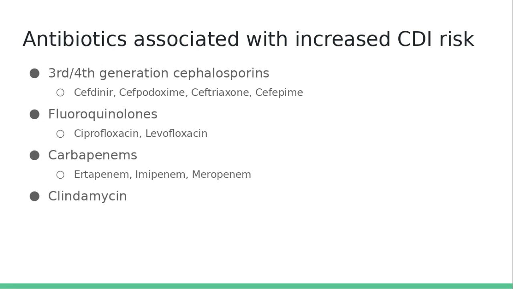So some of the most common antibiotics associated with C. diff infections are your third and fourth generation cephalosporins and fluoroquinolones. These are very commonly used for urinary tract infections and pneumonia. Anybody who goes to an emergency room usually gets ceftriaxone unless they're allergic to it. Your carbapenems are usually reserved for more severe infections, but are still commonly used. And then clindamycin has a wide variety of uses, but it has been one of the most common medications associated with C. diff infections.